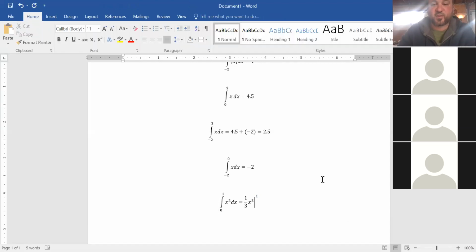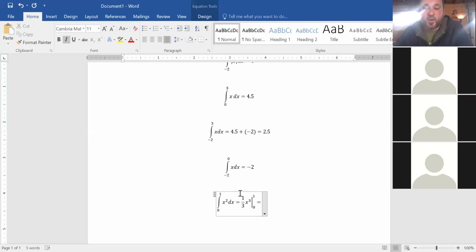So this is just notation, but you'll see it a lot with this stuff. So it's important that you understand how to read this. Okay, so this is the problem. This is saying find the signed area underneath x squared between the interval from 0 to 1.